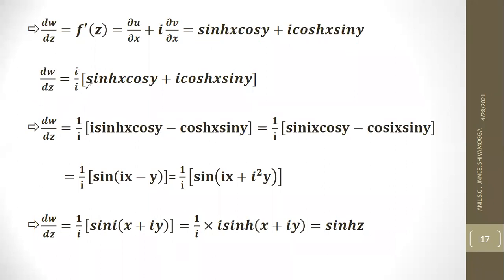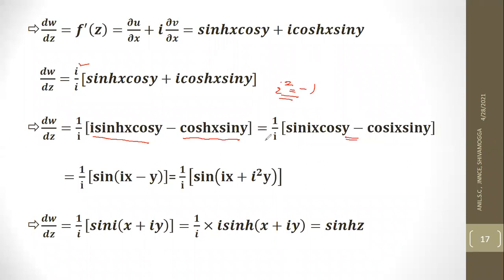Therefore, this is equal to, keep 1 by i outside and multiply with this i. i into sin hx into cos y, first term, plus i into i is i square. We know that i square is equal to minus 1. Therefore, minus cos hx into sin y. This is equal to 1 by i into i sin hx. We know that i sin hx is sin ix into cos y as it is, minus cos hx, and cos hx is cos ix into sin y.